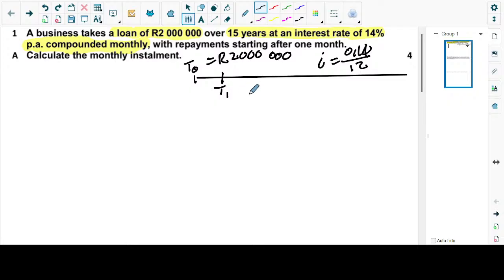Now that we know the term is going to be 15 years, but it's compounded monthly, we have 15 multiplied by 12. N is equivalent to 15 multiplied by 12. So, not to be heroes, we're going to put it in our calculator.